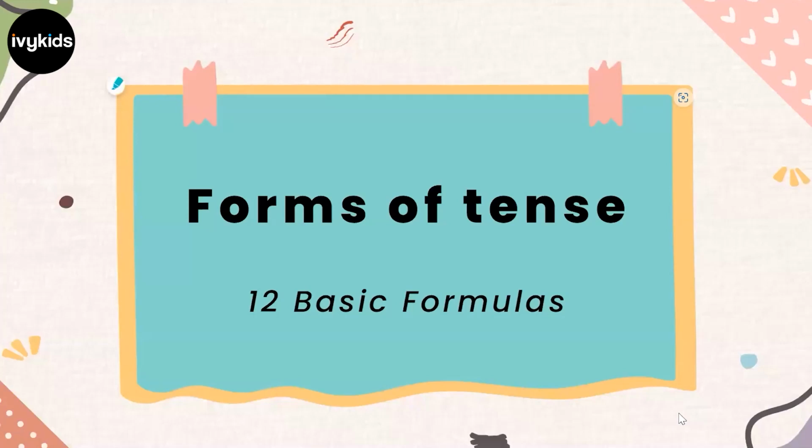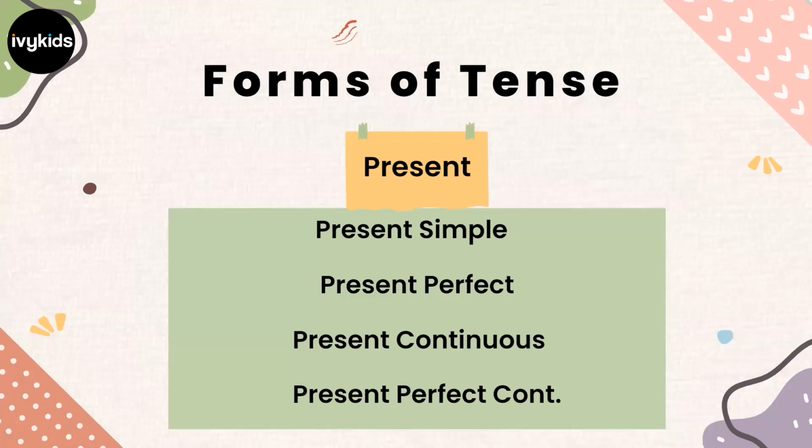Hello everyone. In today's session, we all are going to look at those 12 forms of tense. So let's begin with the present tense. In present tense, we have 4 forms: present simple, present perfect, present continuous, and then present perfect continuous.